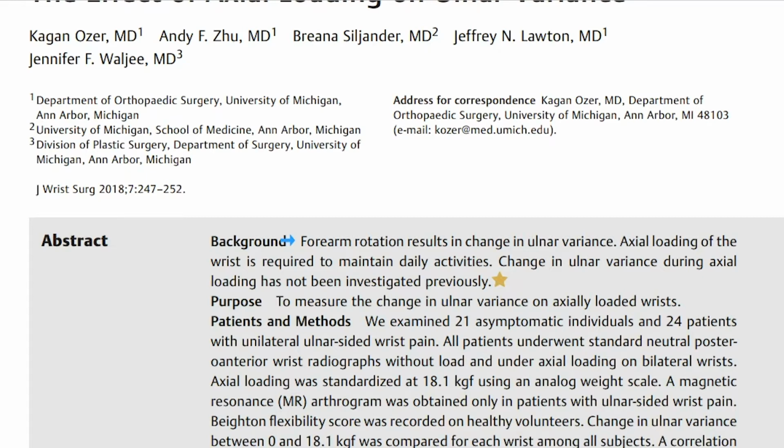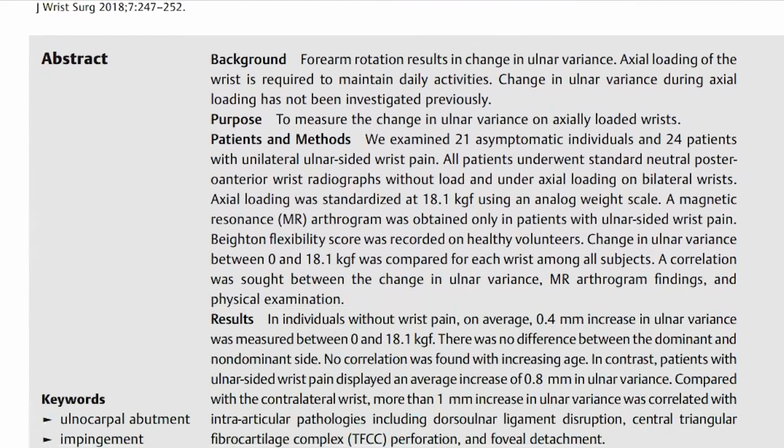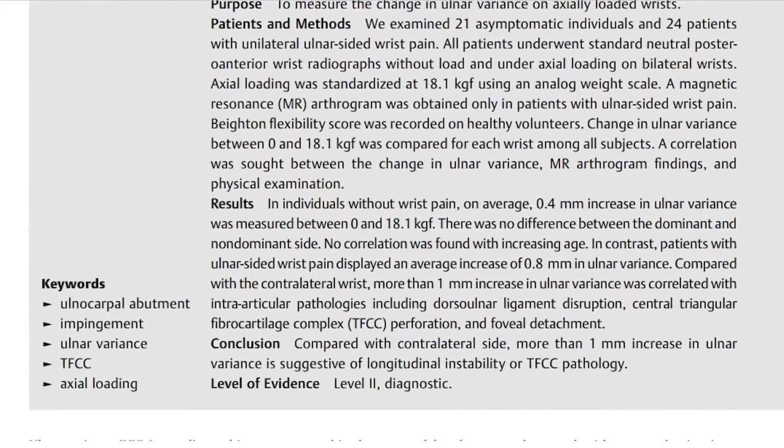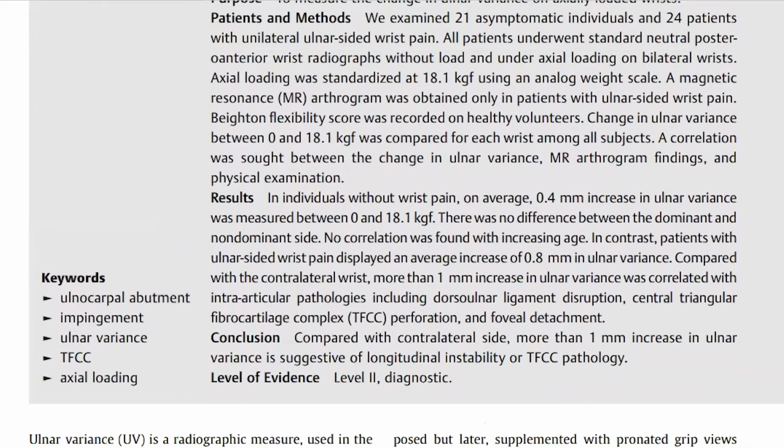Love this stuff. Okay, so they did a small study, 21 people that are normal and don't have any history of any sort of wrist injury, and then 24 people with one-sided ulnar wrist pain. So they go through an X-ray. They did an MRI, and they measured pain and flexibility, and as the ulnar variance changes, they had an MRI arthrogram as well.